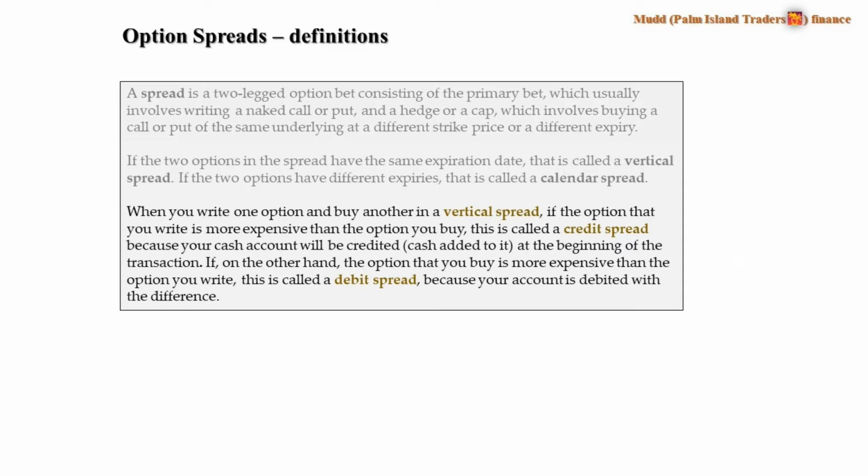When you write one option and buy another in a vertical spread, if the option that you write is more expensive than the option you buy, this is called a credit spread, because your cash account will be credited, that is, cash added to it, at the beginning of the transaction. And that's what we discussed in the last slide set. If, on the other hand, the option that you buy is more expensive than the option you write, this is called a debit spread because your account is debited with the difference. And that's what this video concerns itself with.